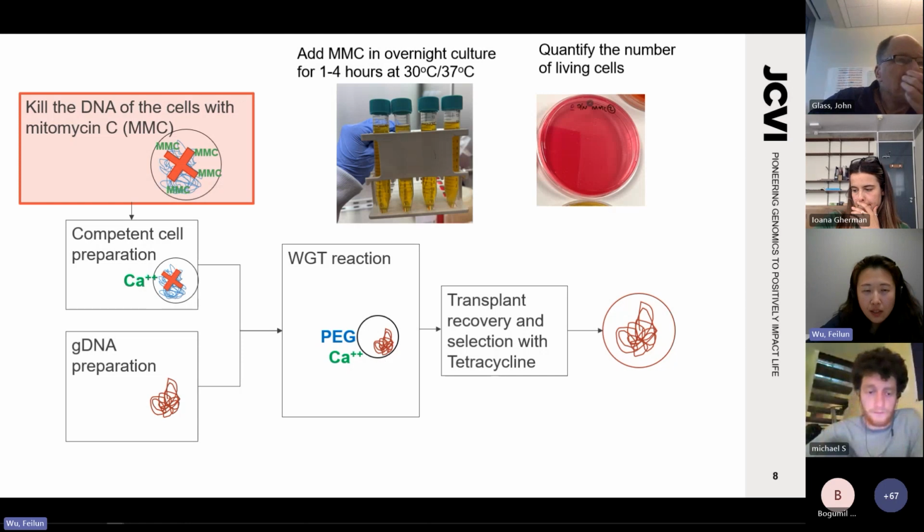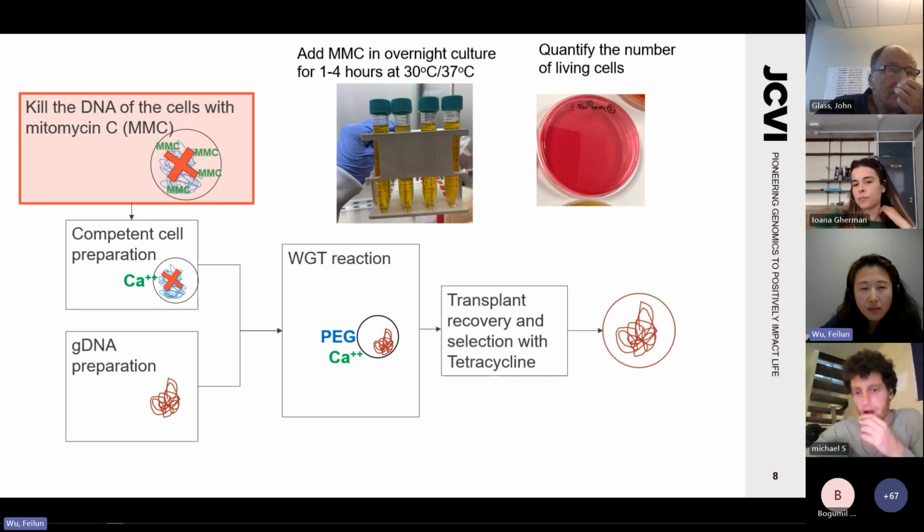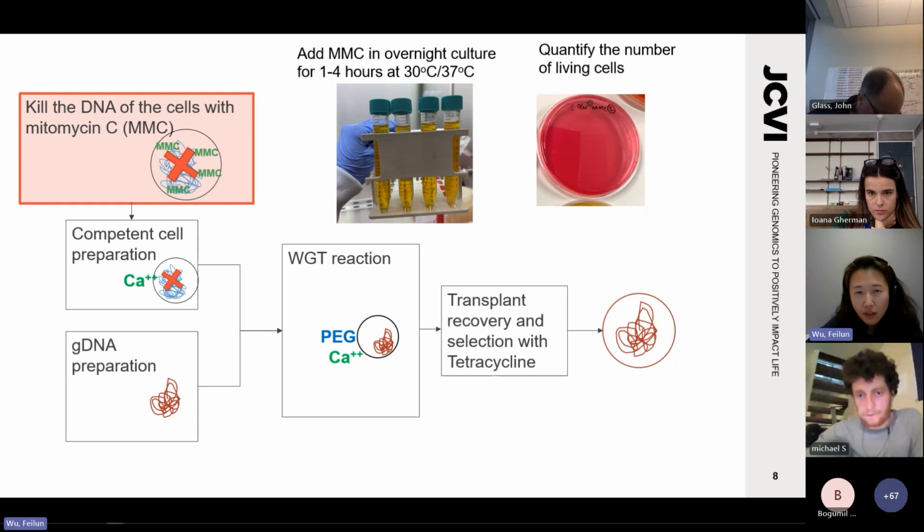And here are some more details of how we did it. We add mitomycin C at various concentrations and treat the cells from 1 hour to 4 hours at either 30 degrees or 37 degrees, and then quantify how many cells are still alive by counting how many CFUs are on the agar plate.